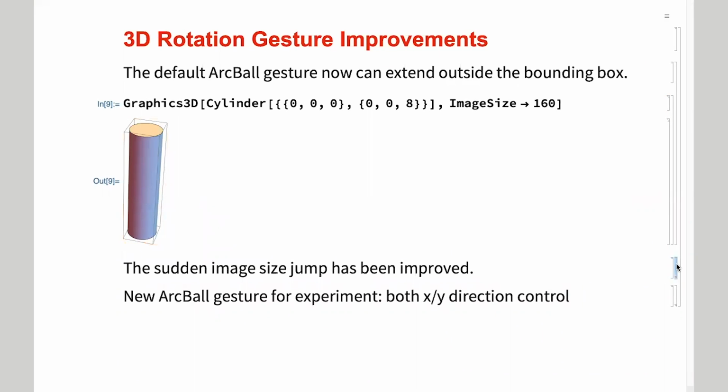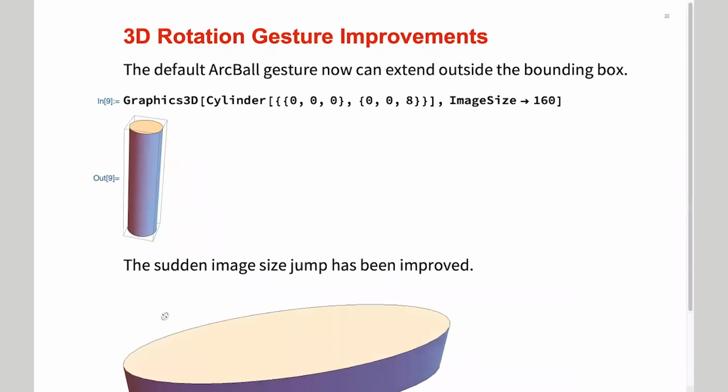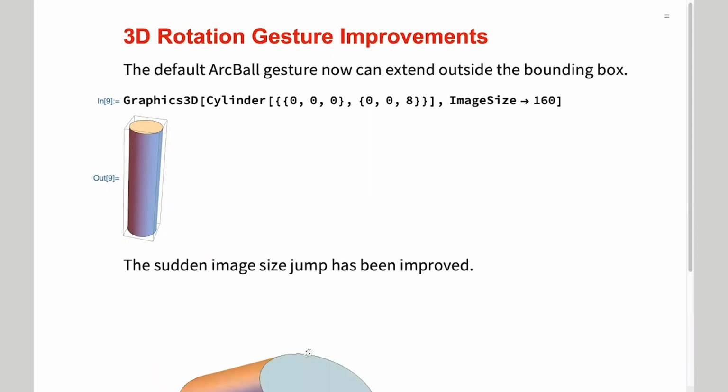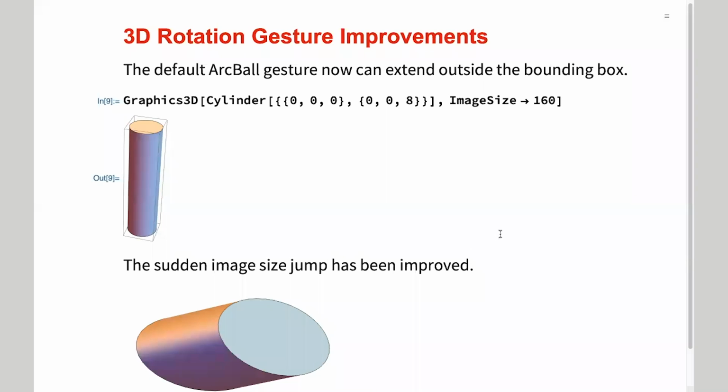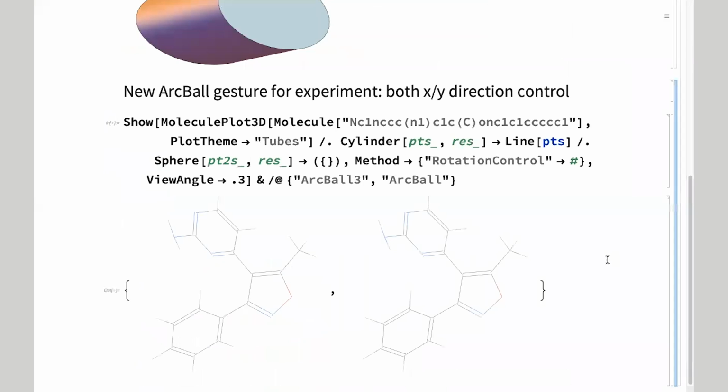And also we improved that sometimes it has some image size jump, and we have improved it so that it jumps slowly instead of a sudden jump. And meantime, we also add several new arcball gestures for experiment.